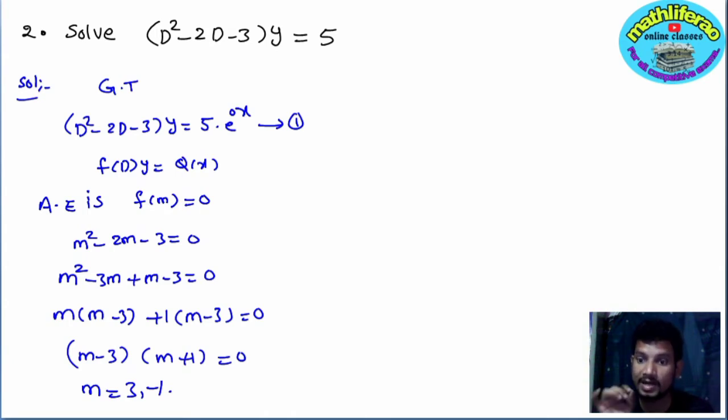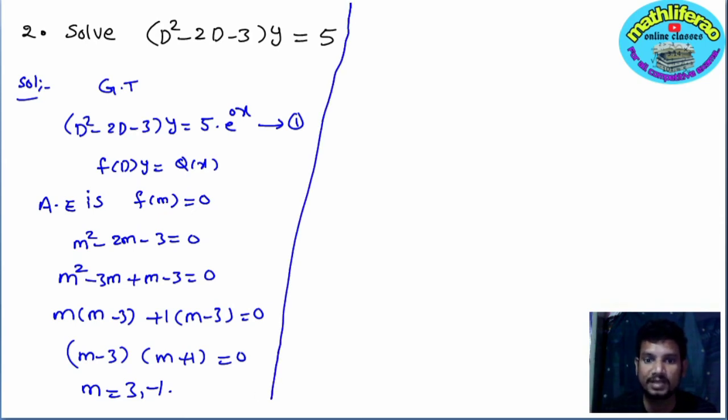Two roots are real and different. Then complementary function yc equal to c1 into e power 3x plus c2 into e power minus x. This is the complementary function when roots are real and different.